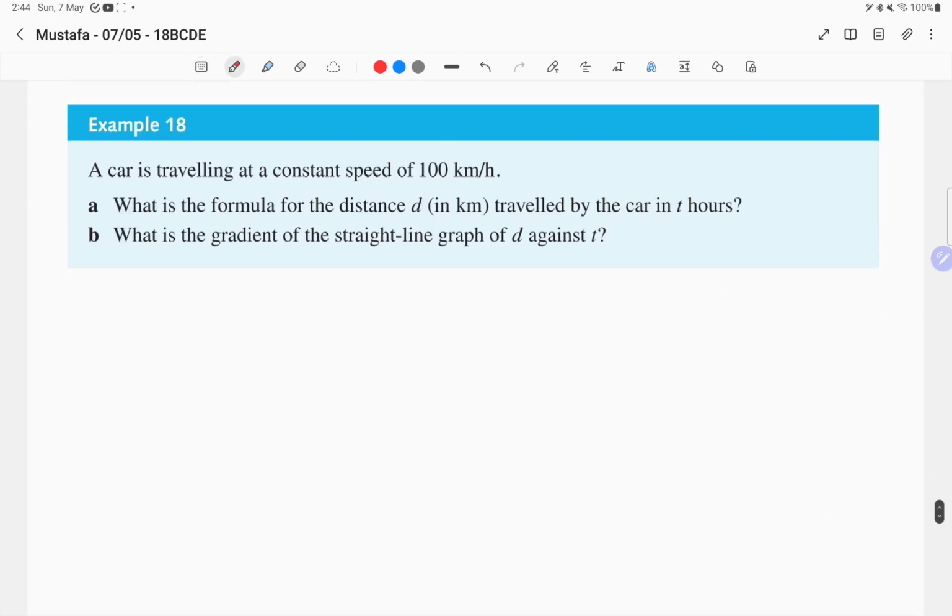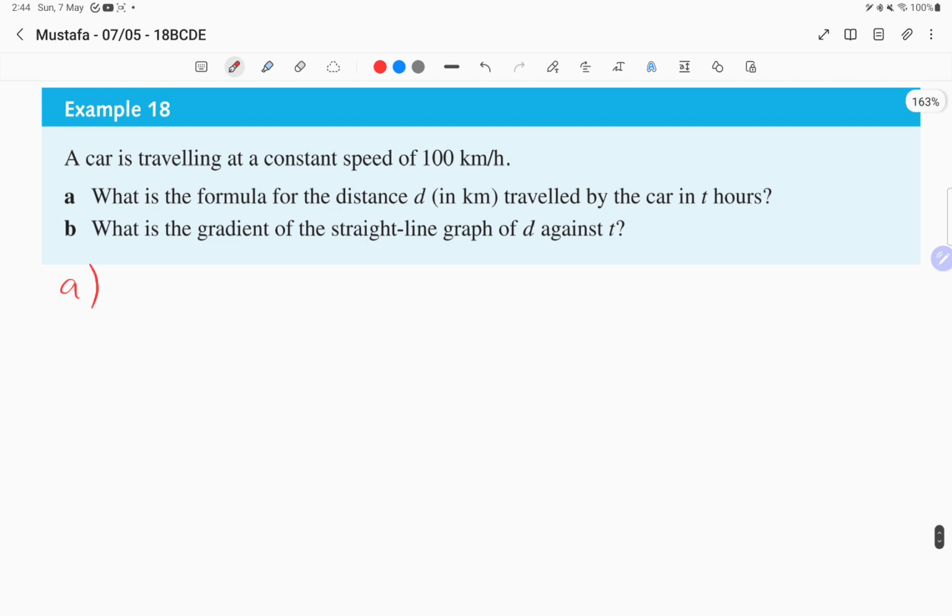Without looking at the answer, what is the answer for A? What is the formula for the distance D traveled by the car in T hours? What do you think? 100 kilometers. Huh? It's an equation. Formula, right? Let's talk about an equation. So form an equation with D over T?